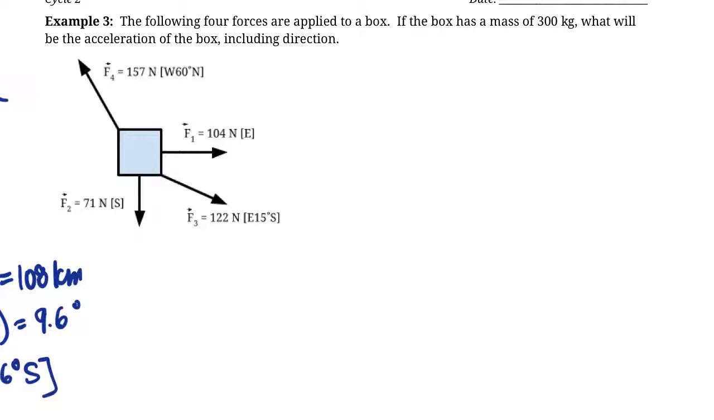Okay, next question. 4 forces are applied on a box. Basically, we need to calculate the acceleration of the box, including direction. Well, remember, to calculate the acceleration of the box, what do we need? You should be thinking the most important equation of all time. F net equals mass times acceleration, right? If we know the mass and the force on a box, we can find the acceleration. We know the mass of the box, 300 kilograms, and we can calculate the net force on the box.